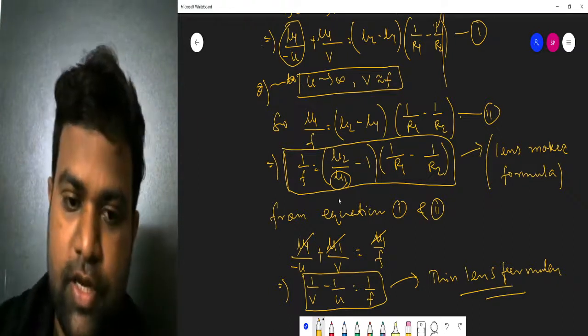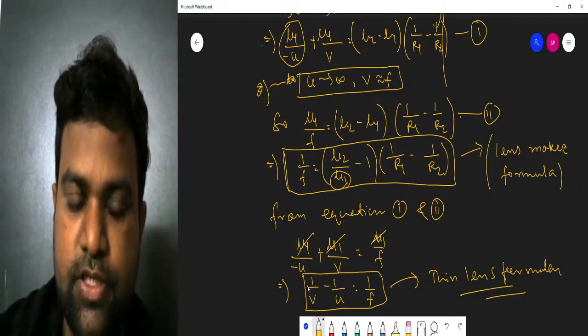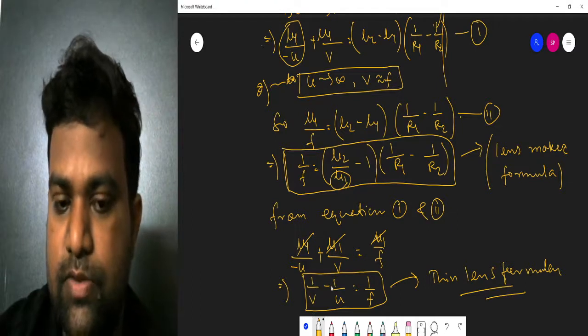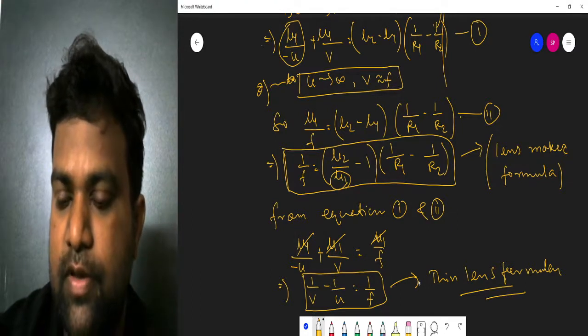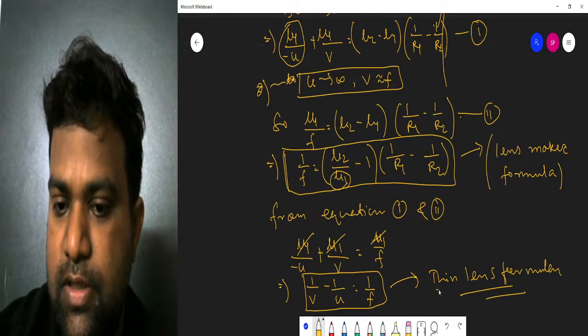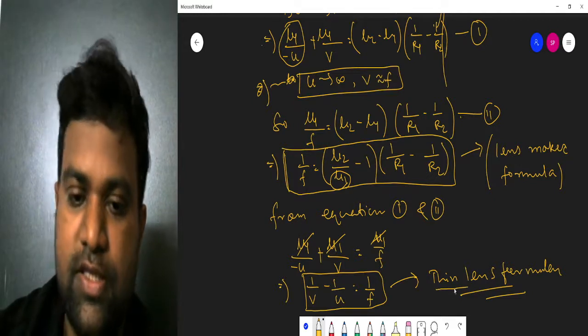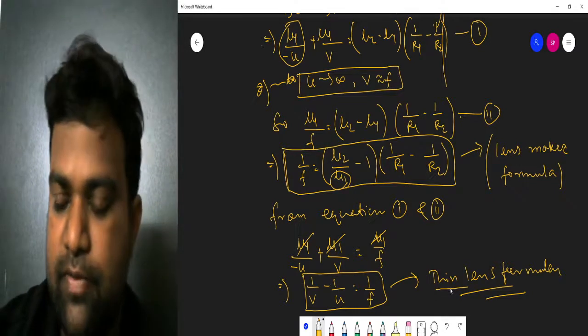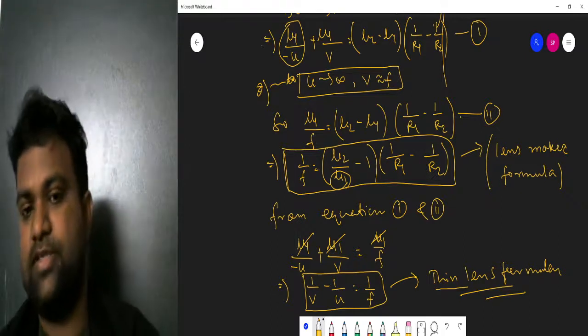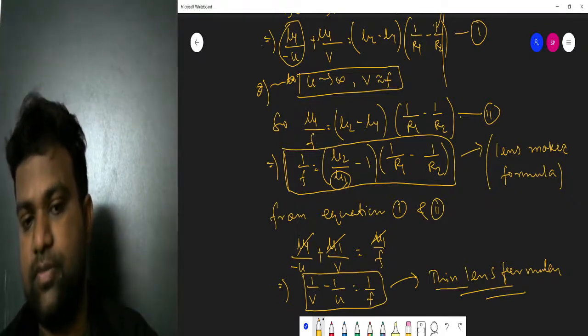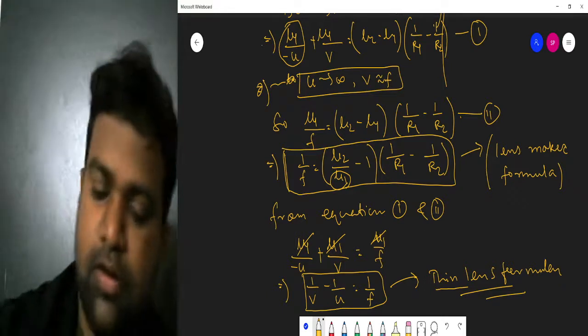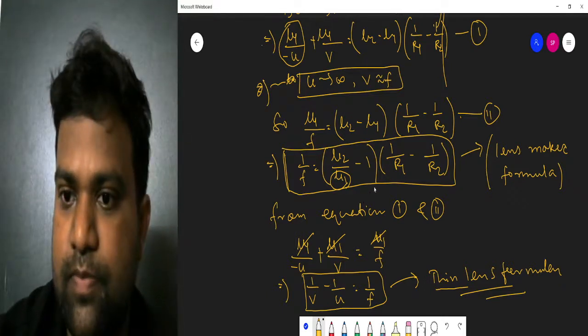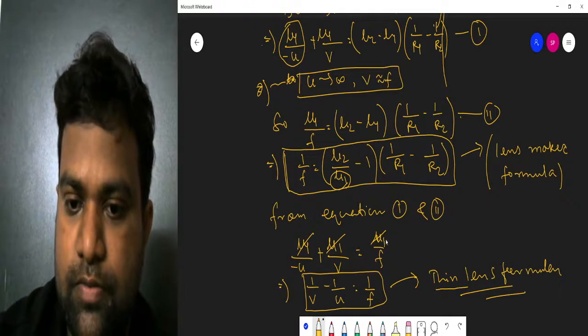And also here you should remember that this expression 1 upon v minus 1 upon u is equal to 1 upon f is true for all the lenses like convex and concave lens. Here we have derived the expression for convex lens, but this expression is true for also concave lens.